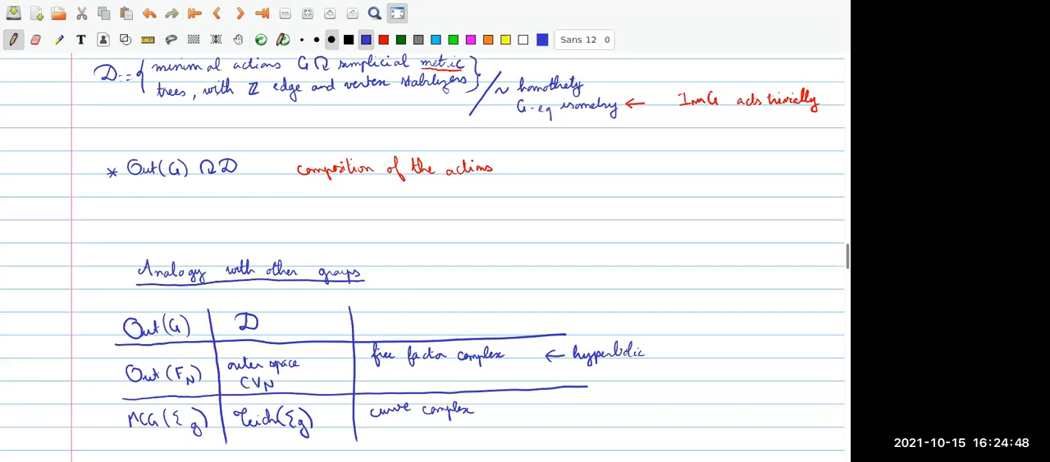So the question is, is there such a complex for Out(G)? I don't know. But one can construct an analog of the free factor complex, which I call the cyclic factor complex. So this hasn't been studied yet, I think. But it's a complex, and I don't know, it could be a candidate for a hyperbolic space on which Out(G) acts. But I don't know.